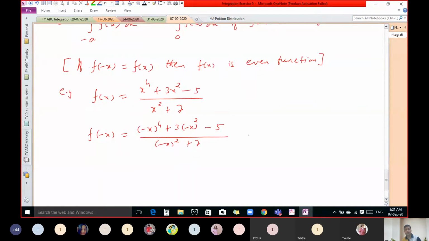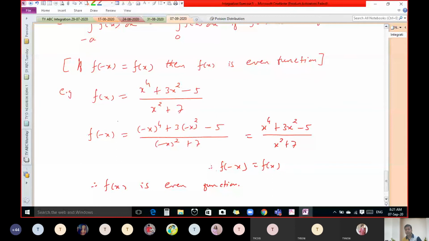And if we see, (-x)^4 is obviously x^4, (-x)^2 is plus x^2, so plus 3x^2 minus 5 upon, this is obviously x^2 + 7, and that is nothing but f(x). So here f(-x) = f(x). Therefore we can say that f(x) is an even function.